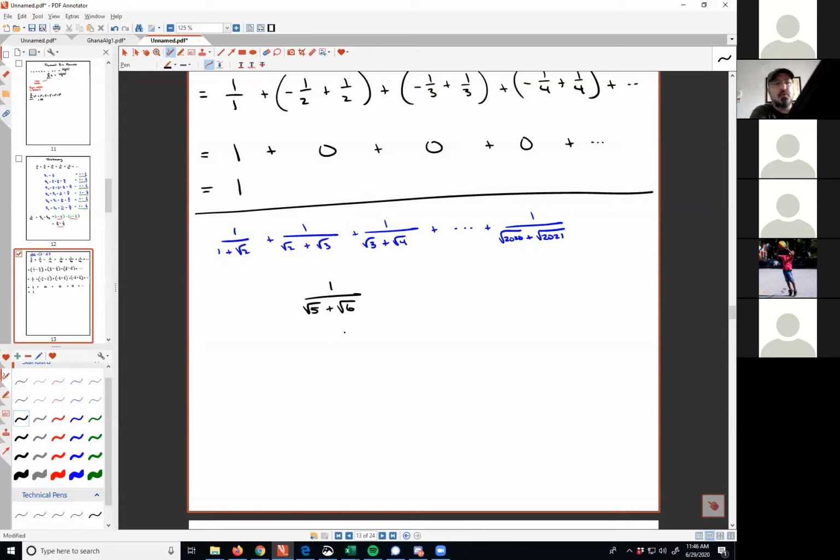What's another way we could write this? I mean, this is ugly, right? We have square roots added together in the denominator. We don't like that. It's not the way we usually communicate fractions. You could write it in decimals or in indices form.